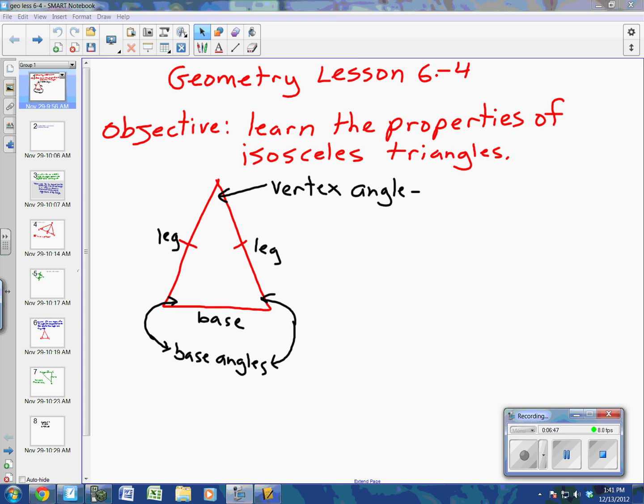Okay, so the objective is to learn properties of isosceles triangles. And we have parts of an isosceles triangle. Remember those two congruent sides. The parts of an isosceles triangle: there are the two legs, which are the congruent sides, the vertex angle where the two congruent sides meet, and the base side, where a leg and a base meet. Any questions on that?